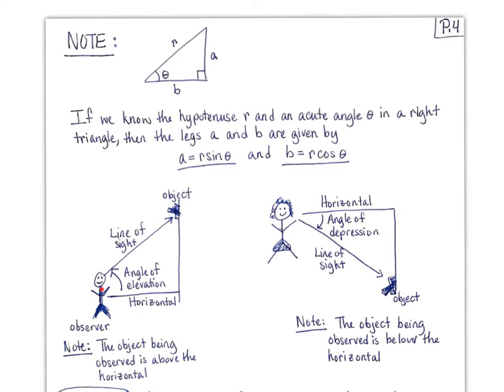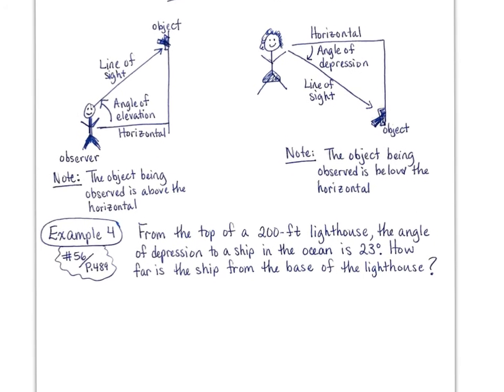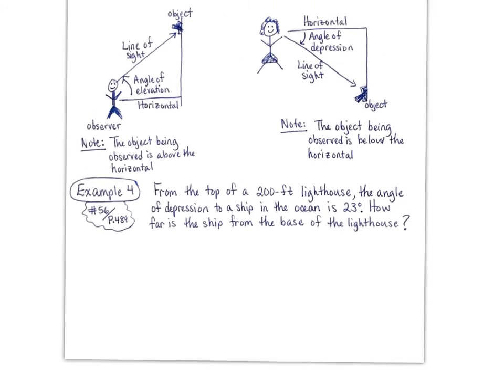So if you have an observer here, you have a horizontal. Then if your object is at the top, suppose this is a building, the observer looking at this object, this is your line of sight. This, from the horizontal to the line of sight, is your angle of elevation. Here you have an observer, and you have an object that's below the horizontal here. This is your line of sight. This is the angle of depression. So you have angles of elevation, angles of depression. Now let's look at an example.